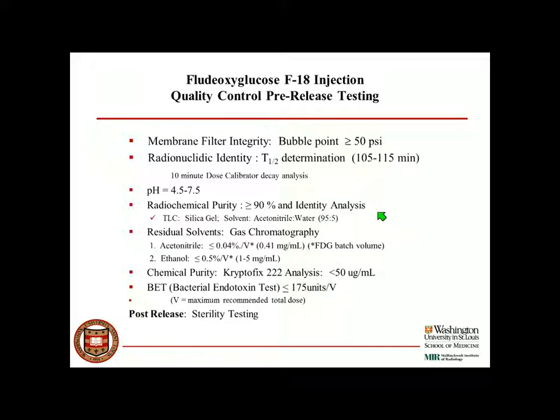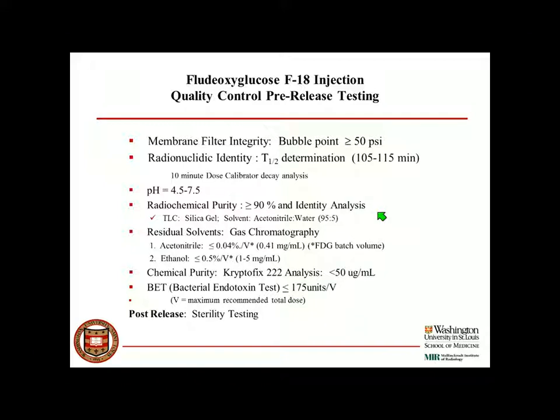So we do 3 validation runs, we do complete testing and finalize our sterility before we can move forward and actually make patient batches. So again, these are the tests. Once this is finished, every single day that we make a batch of FDG, we do all of these tests. Again, it takes typically about 20 minutes to do the quality control.